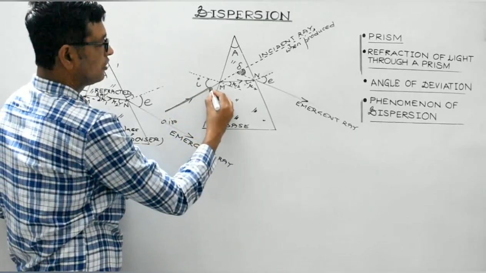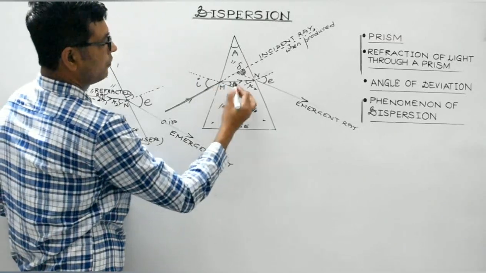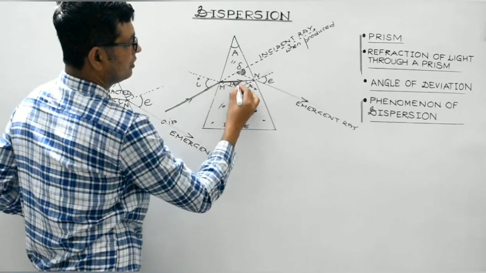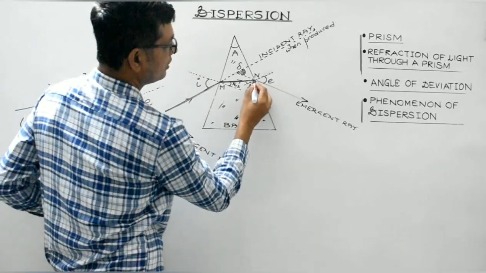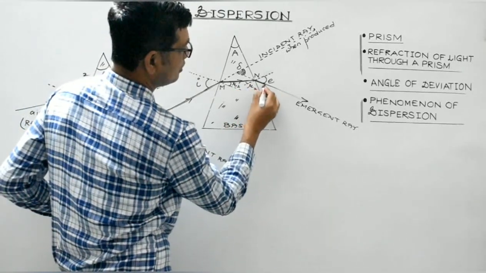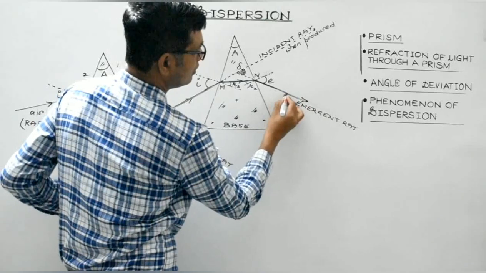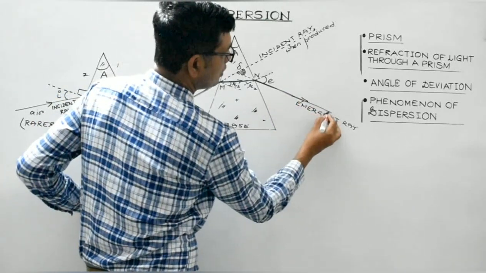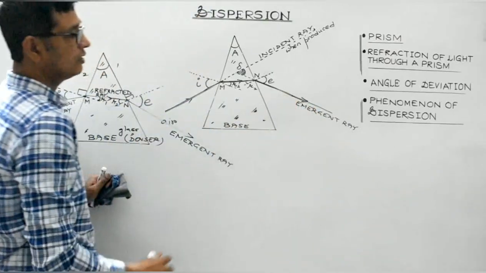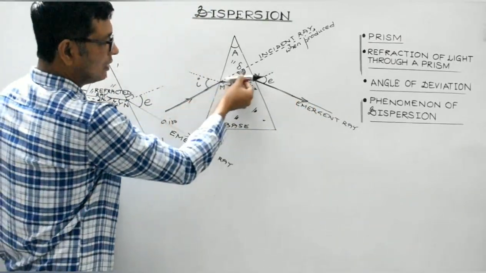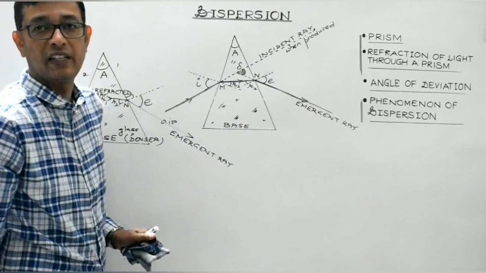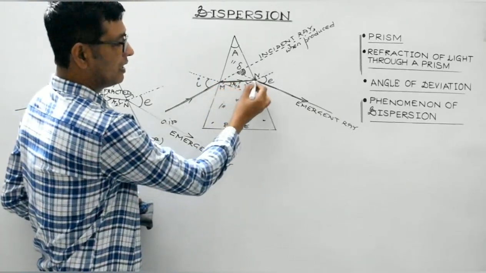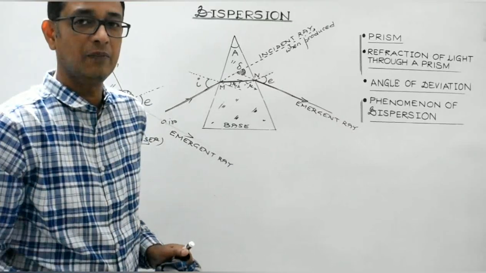This is the incident ray. This is the refracted ray, and this is the emergent ray. Right, students? So this is the actual path followed by the light in the presence of the prism. So at these two points, points M and N, the bending of light is taking place.